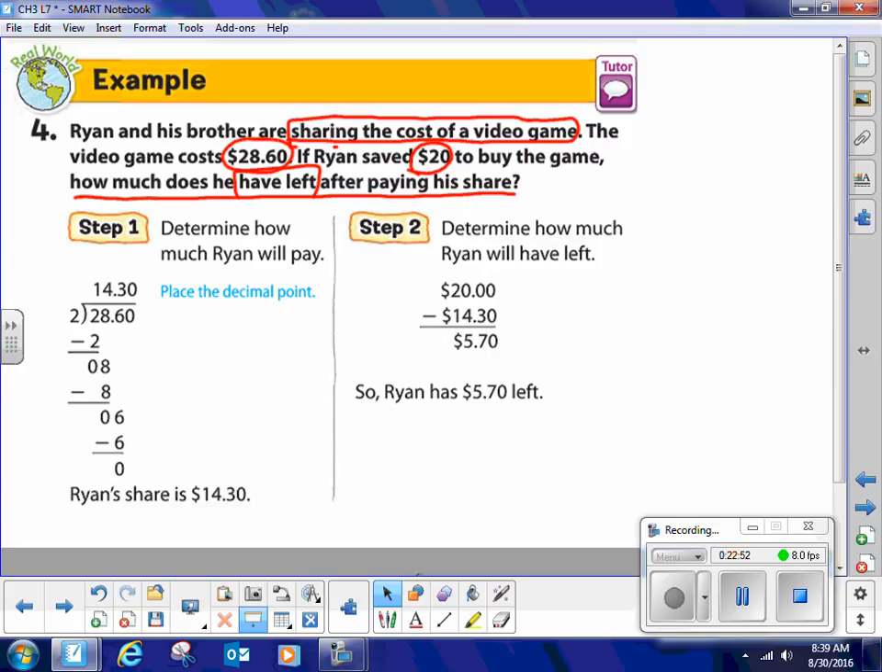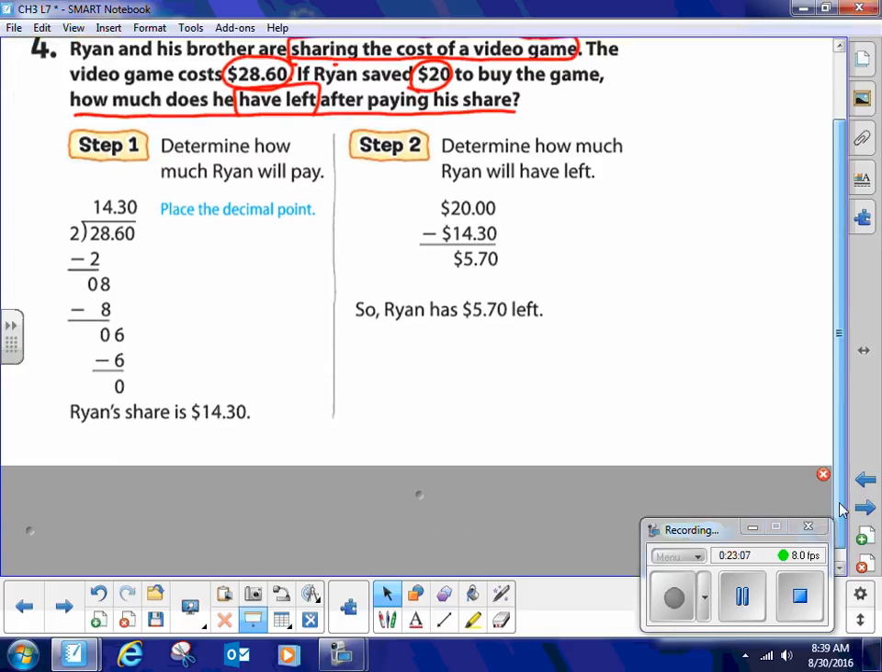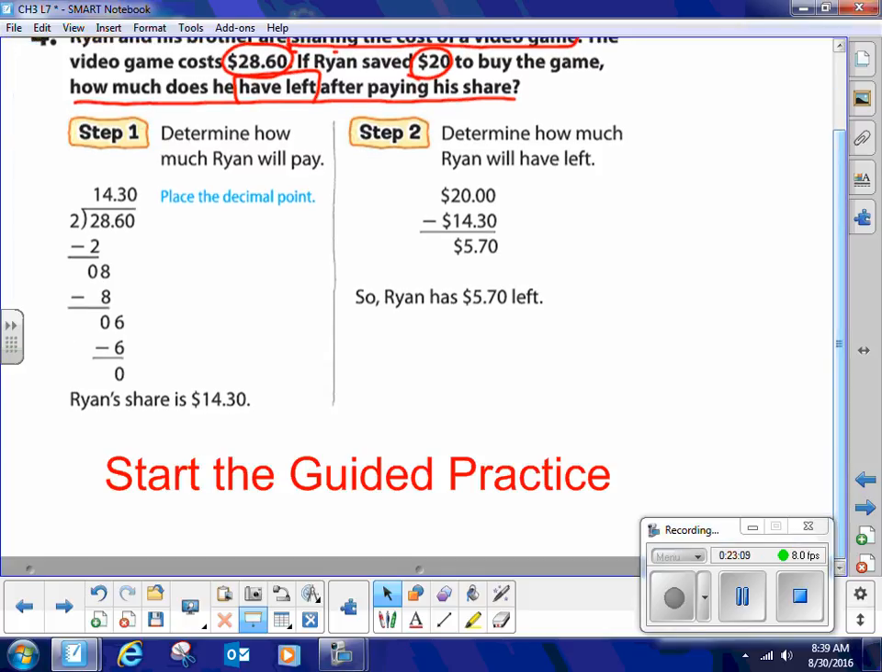Half of 28.6 is 14.3. All right, $14.30. All right, you take the 20, you subtract the 14.3, and you see that you have $5.70. It's a 2-part question. You got to be able to recognize that on your own, because sometimes they're not that easy to decipher. All right, go ahead and start the guided practice.